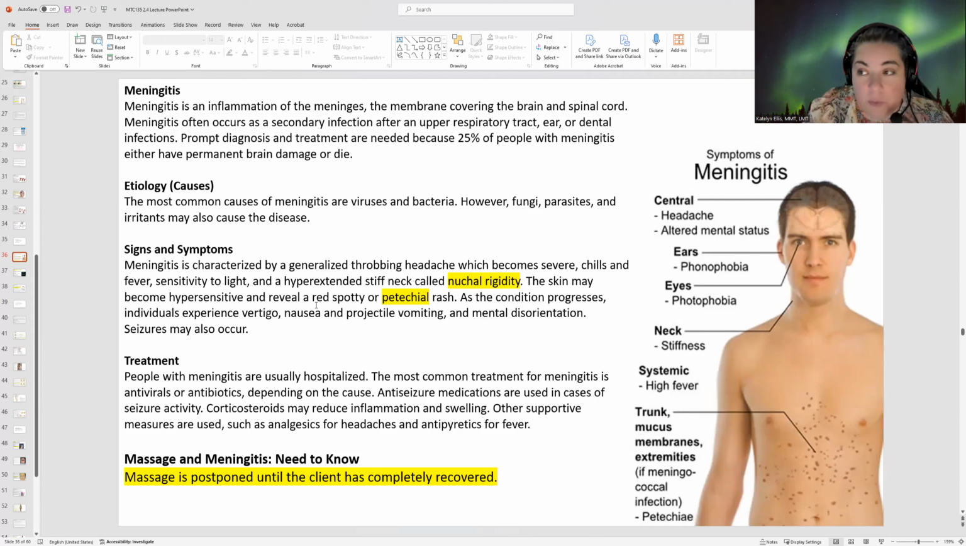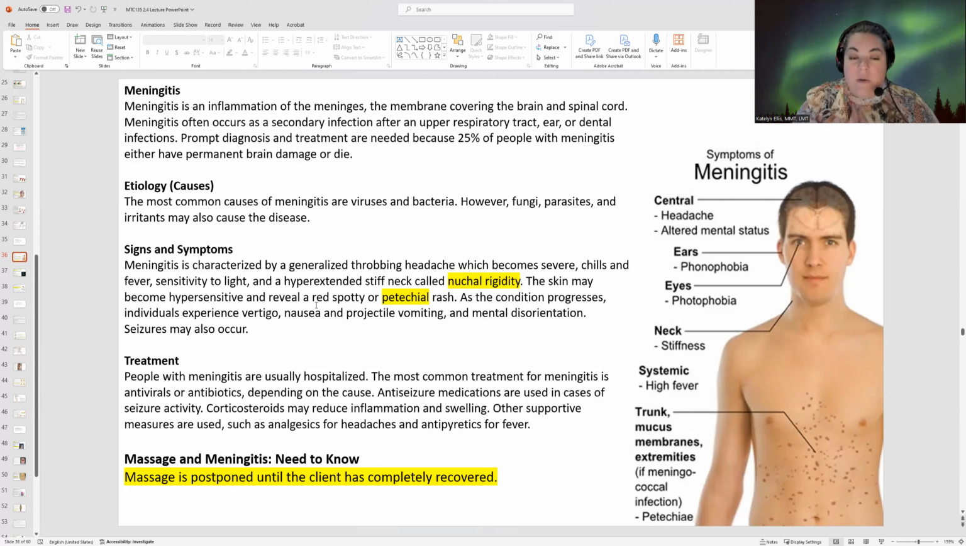But here is a super important distinction with meningitis: you get a hyperextended stiff neck called nuchal rigidity. So one of the tests that you could do to see if someone might have meningitis when they're experiencing these long-term headaches, they're coming to see you because they just think they're super stressed, is to see if they can touch their chin to their chest, or if their neck is so rigid they can't bend it downwards.